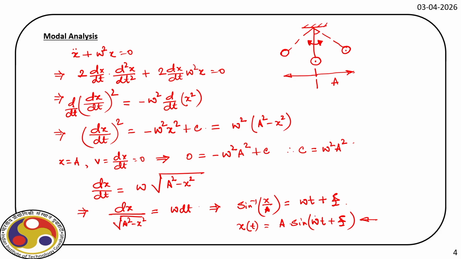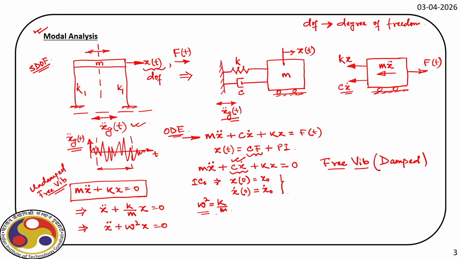So now, what is this omega? It is the frequency with which this structure vibrates on either side. So omega is equal to square root of k by m, and this is called the natural frequency. So the natural frequency of the system is actually governed by the stiffness and the mass of the structure.